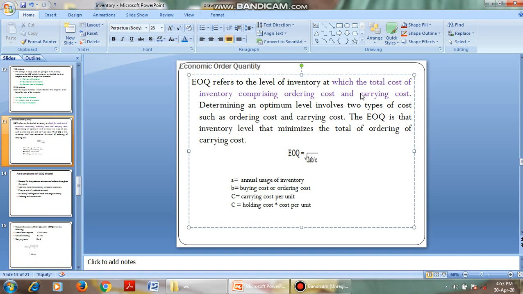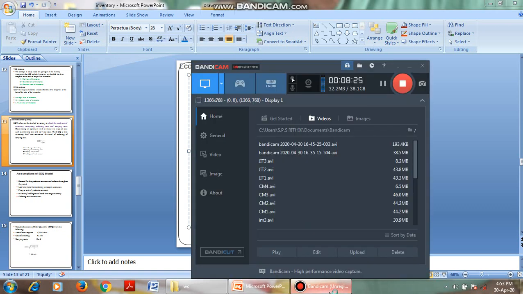Clear? Very simple. This EOQ analysis is based on ordering cost and carrying cost. For example, if you order a mobile phone online, it requires some cost, which is called ordering cost. Carrying cost is the cost incurred to carry the product.